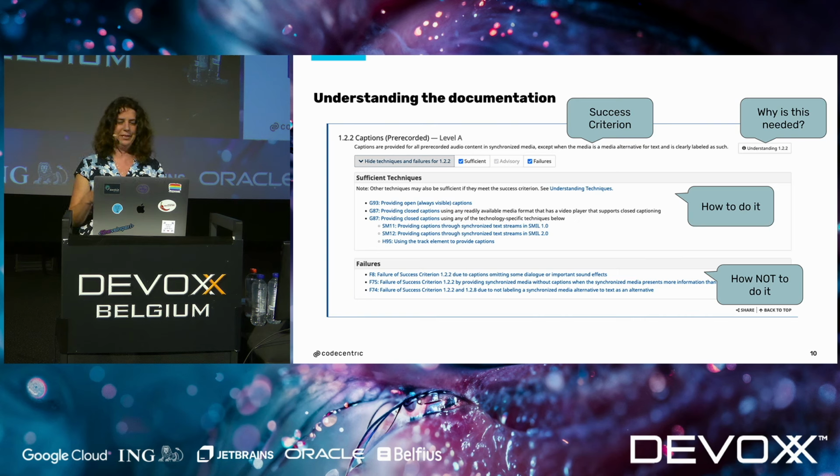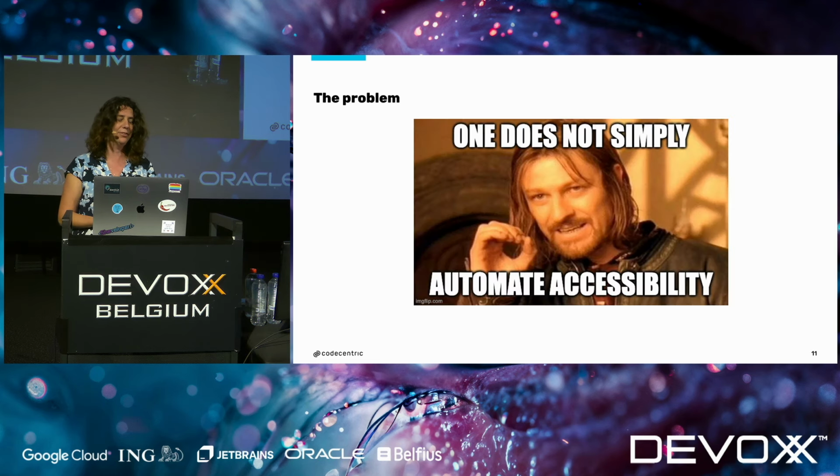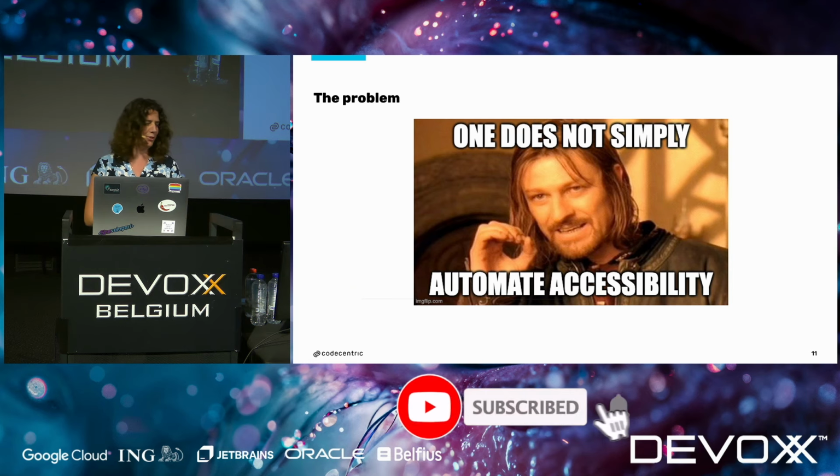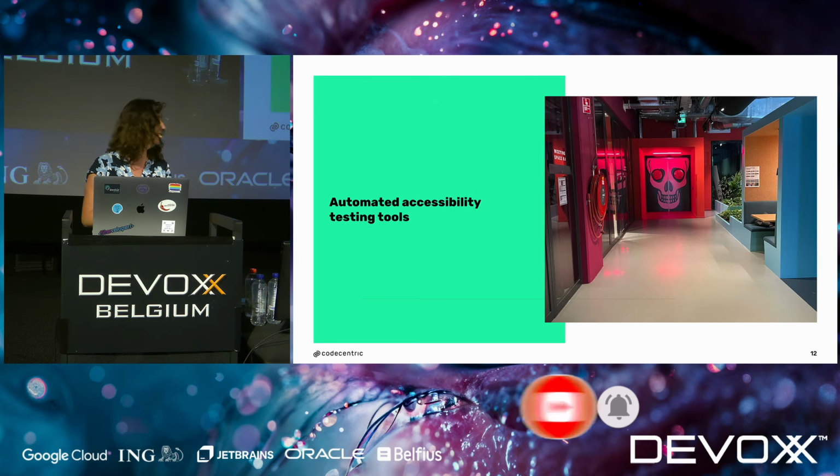Because I want to show you that there is not like if A, then you fail it. If B, you don't fail it. With accessibility, it's always really complex, and one does not simply automate this. But this is a talk about automating stuff for accessibility, so let's look into that.